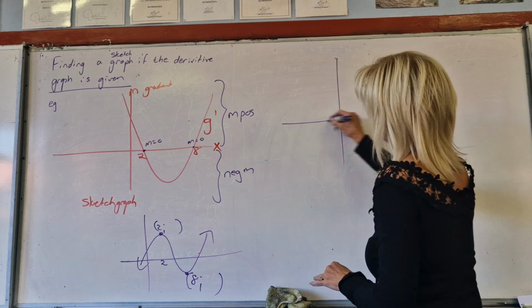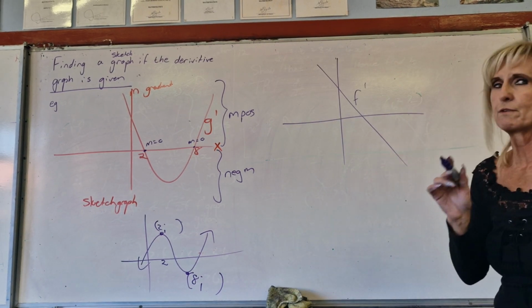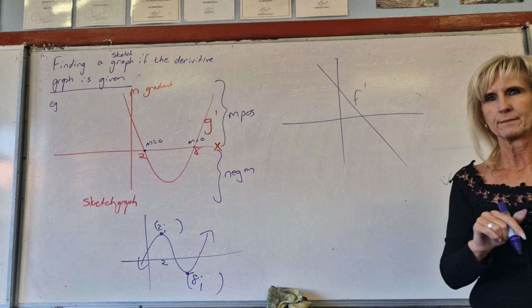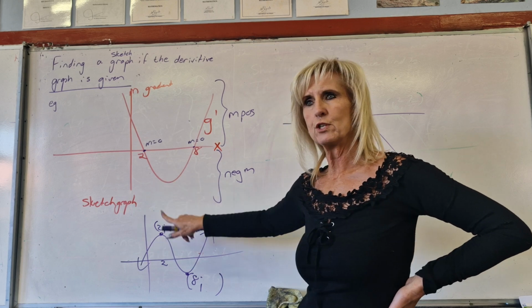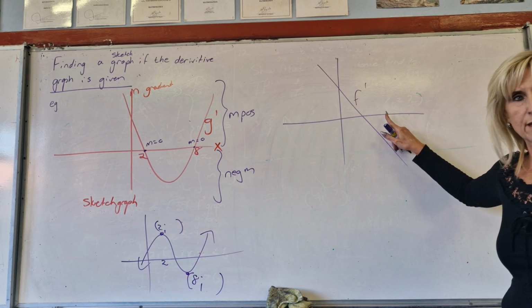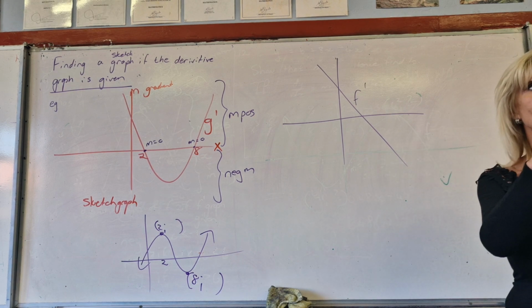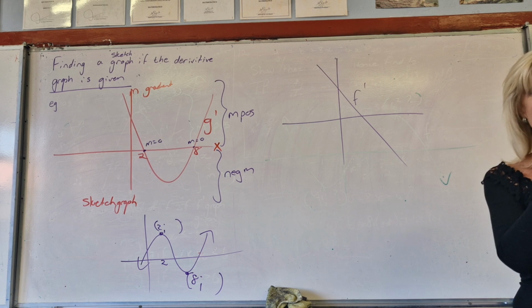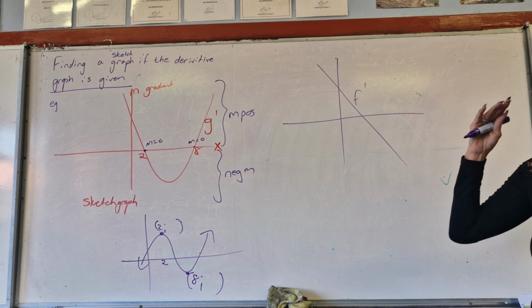Let me help you quickly. If it looks like this, and I tell you that this is the derivative, what was the original? If the derivative is a parabola, the original one was a cubic. If the derivative is a straight line, the original one was a parabola, quadratic. So the quadratic one, but please forget all about that. Just know it's a parabola.